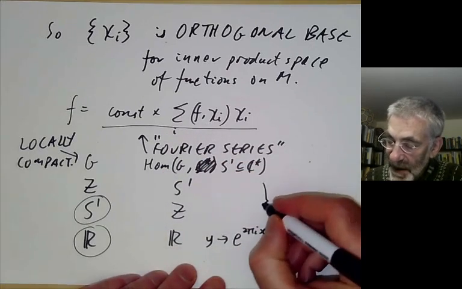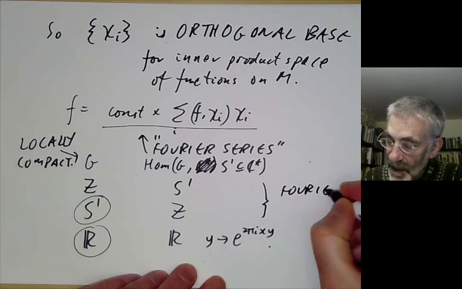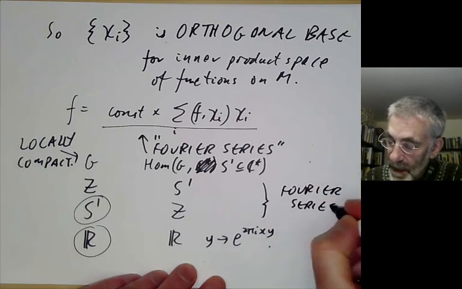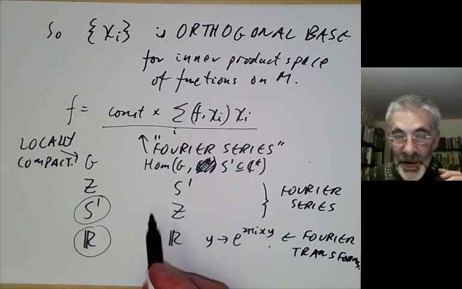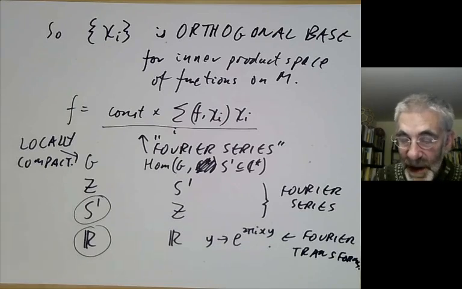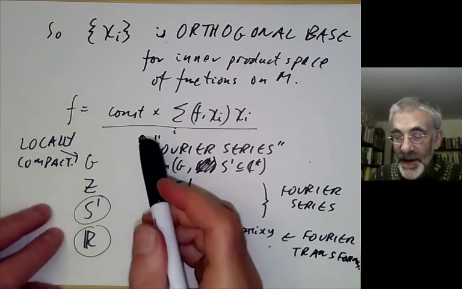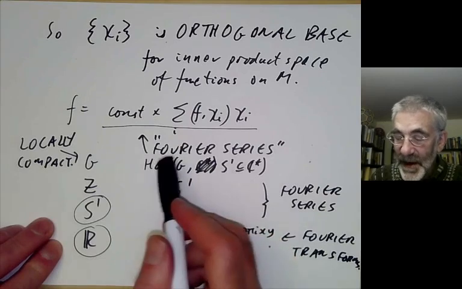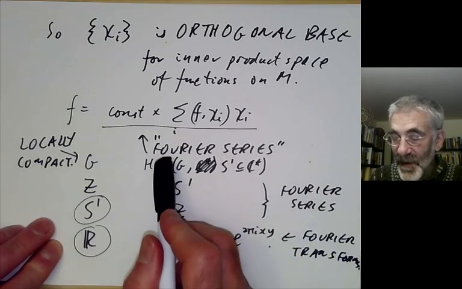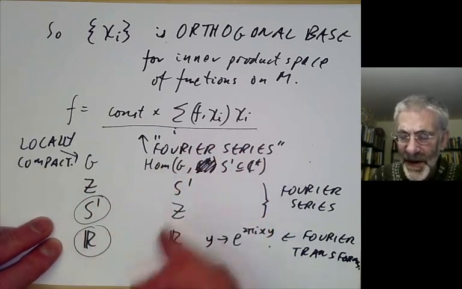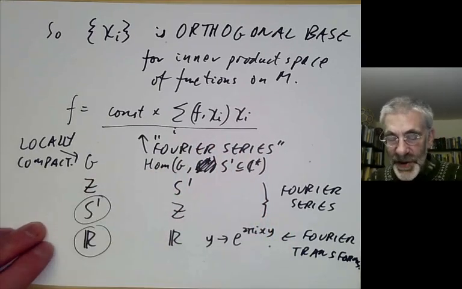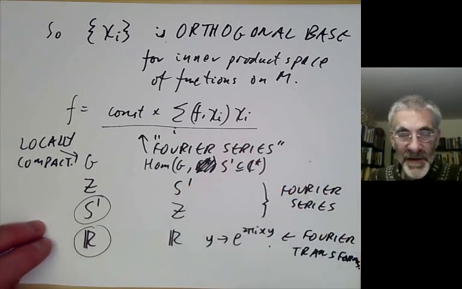So this case gives you Fourier series, and this case here gives you Fourier transforms. So the theory of duality of modules of rings turns out to be very closely connected with the theory of Fourier series and Fourier transforms in analysis. They're sort of formally the same thing, except you put a topology on your groups and you integrate instead of summing and so on.